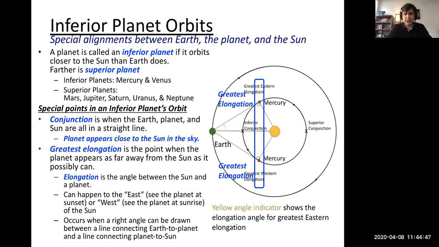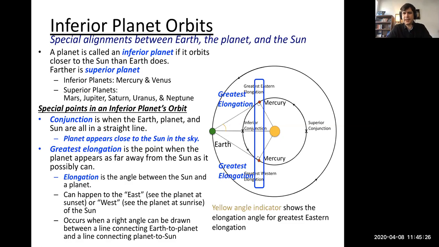So if we're going to talk about greatest elongation, we're talking about when this concept of elongation is greatest. So we have to define what elongation is. So I've highlighted that with this yellow, showing this angle right here. So if we draw a line between the sun and the Earth, and then we are going to draw a line of sight to the planet, the angle, so the angular separation between the sun and Mercury, this angle right here is elongation. Greatest elongation is when this angle is as big as it possibly can be.